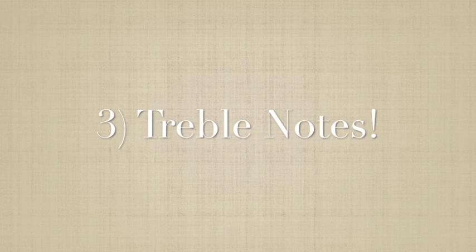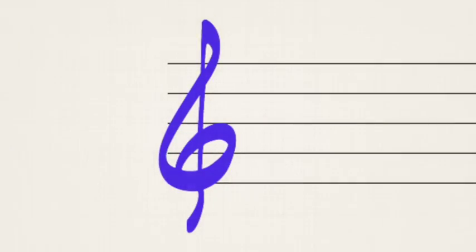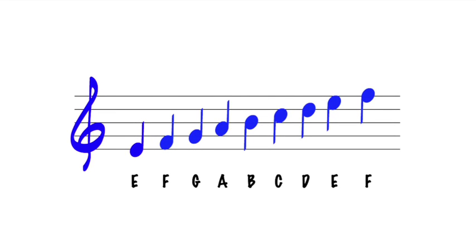Video 3, Treble Notes. We know from the first two videos that we have seven notes in the Western tradition and that we use clefs to show the placement of those notes on the staff. You'll remember that the treble clef shows us by use of the spiral at the bottom of the clef that line 2 is the line that contains the pitch G. Because we know that the second line is the pitch G, it's easy to understand that the rest of the notes fill in sequentially both above and below that line.